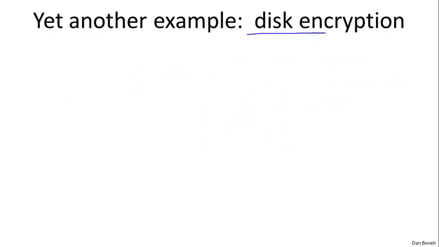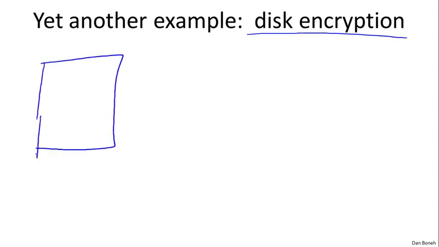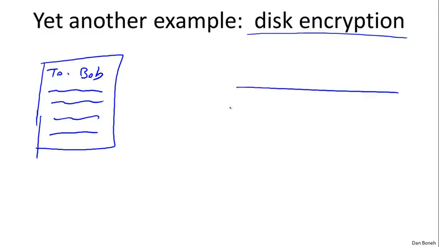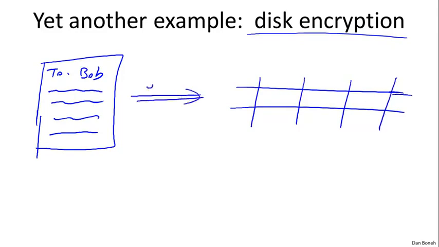And the last example I want to give is in the context of disk encryption. So imagine we have a certain file, and maybe the file begins with the words "to Bob". And then the contents of the file follows. When this is stored on disk, the file is going to get broken into blocks. And when we actually store this on disk, each block will be encrypted. So maybe "to Bob" will go into the first block, and then the rest of the content will go into the remaining blocks.